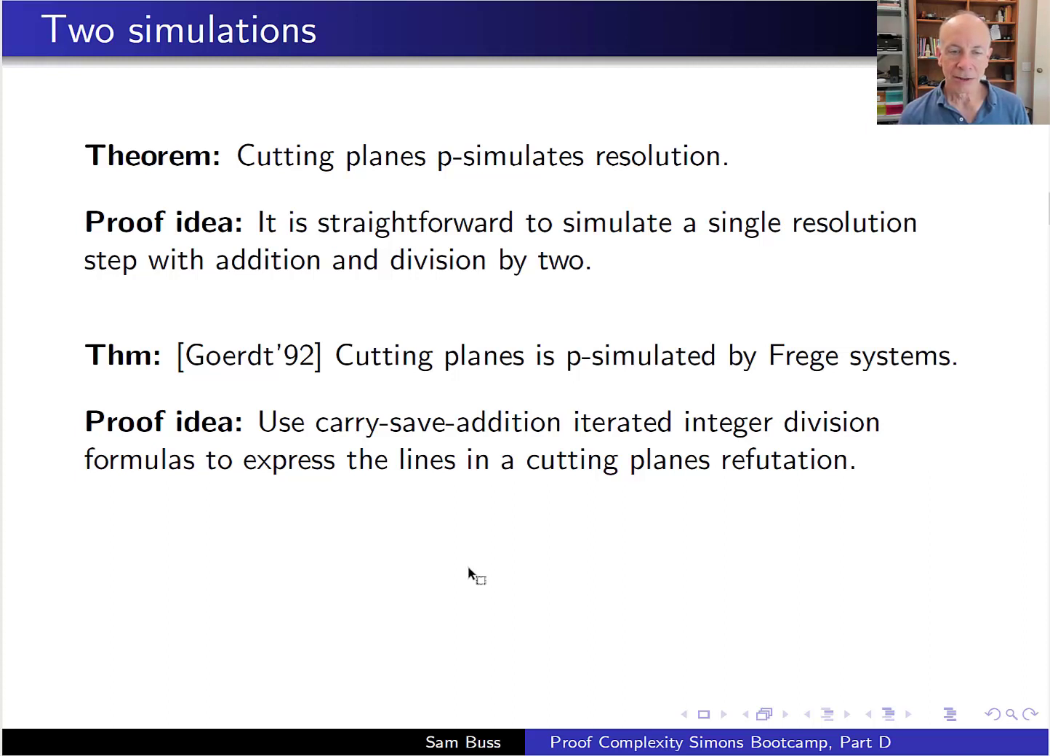And on the other hand, as shown by Goerdt, cutting planes is p-simulated by Frege proof systems. And the idea for this theorem is that you can use this carry-save addition of the type we used earlier for summing vectors of integers for the pigeonhole principle proof to express, with polynomial size propositional formulas in a Frege proof system, the inequalities given by lines in a cutting planes refutation. And thus, once this is done, it's fairly straightforward to simulate cutting planes by Frege proofs.